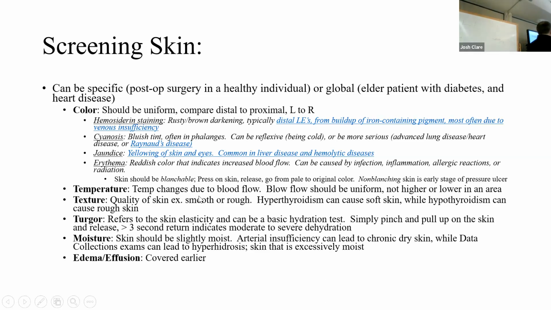Remember, the skin should be blanchable, which means when we press on it, we're squeezing the blood out of the capillaries. It should turn pale, and then it should return to its normal color. Non-blanchable skin means what? Stage 1, what? Pressure injury. Nice, you guys did a good job.